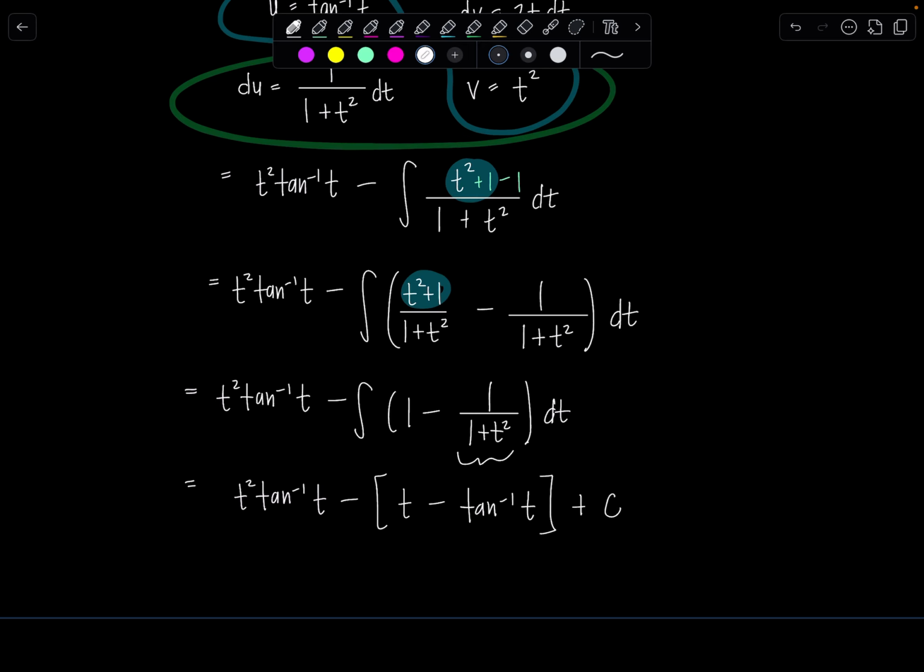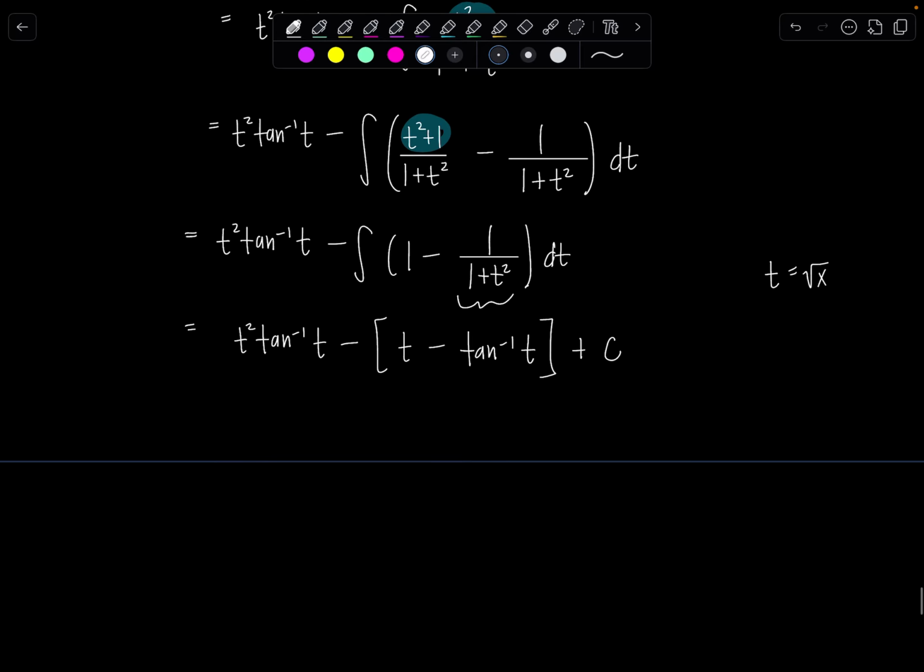And then just go back. Remember, we made the substitution that t was the square root of x. So let's go back. The square root of x squared, that's going to be x. Tan inverse square root of x minus square root of x plus tan inverse square root of x plus C.